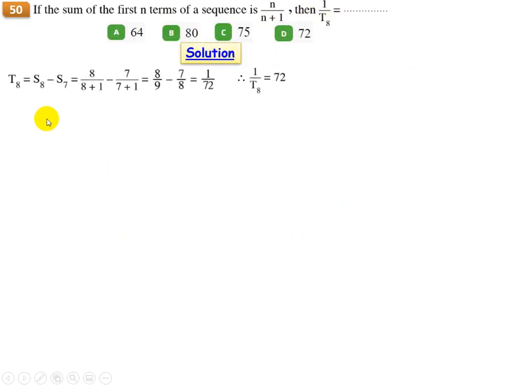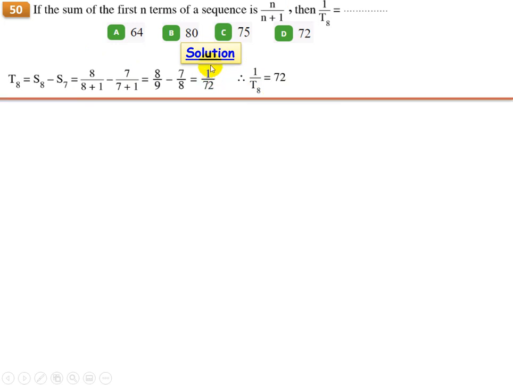Question number 50. If the sum of the first n terms of the sequence is n over (n plus 1), then 1 over t8 equals. t8 equals s8 minus s7. So substituting in the formula of the sum, it gives us 8 over (8 plus 1) minus 7 over (7 plus 1). It will be 1 over 72. So 1 over t8 is 1 over 1 over 72, which will be 72.